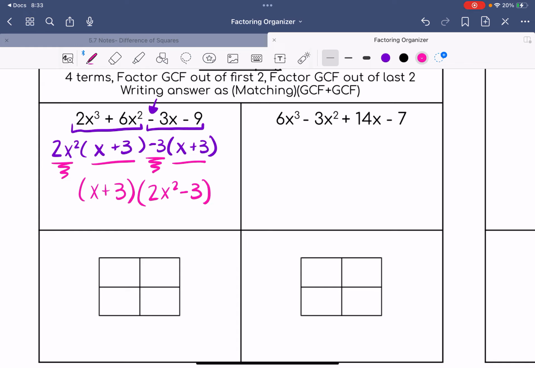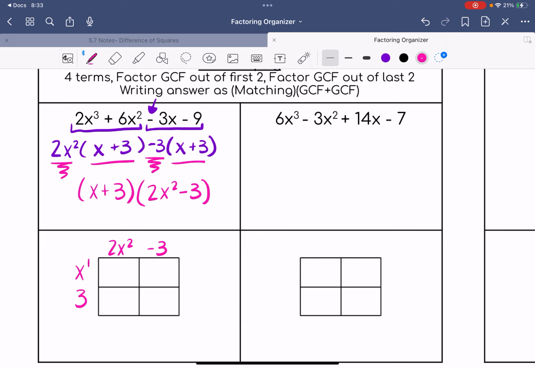Multiplying that back out to check my work, I've got x and 3, and then I've got 2x squared and negative 3. Top left-hand corner, 2x squared times x to the first is going to be 2x, add my exponents, to the third. Top right-hand corner, negative 3 times x, negative 3x. Bottom left-hand corner, 3 times 2x squared is 6x squared. And 3 times negative 3 is negative 9.